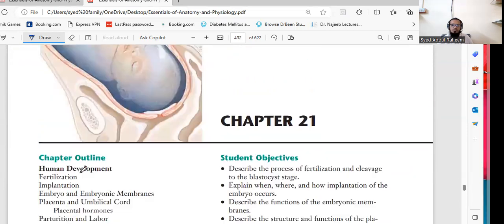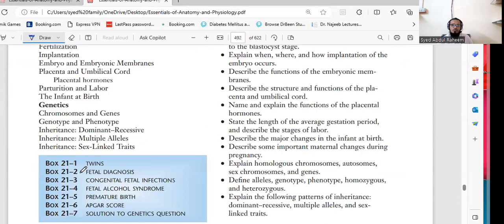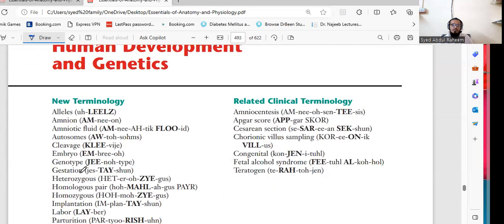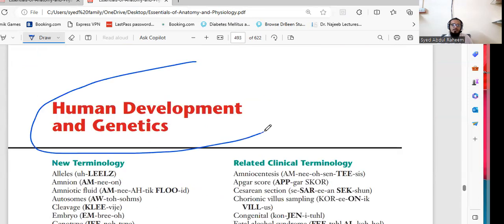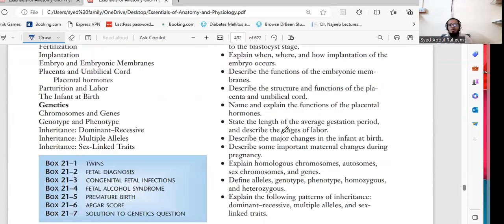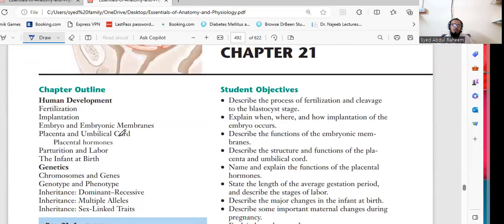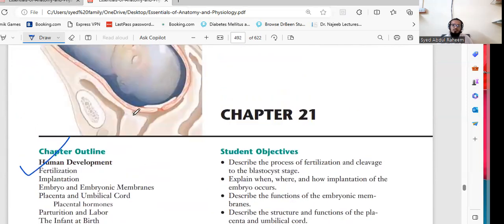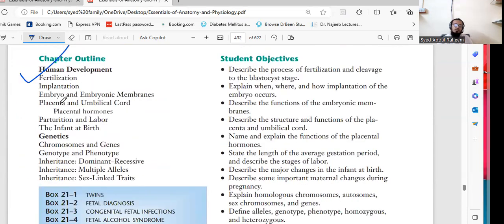And we have one more chapter, that is human development and genetics. Then after, we will discuss how human development will happen. In this second chapter, we will discuss human development and genetics.